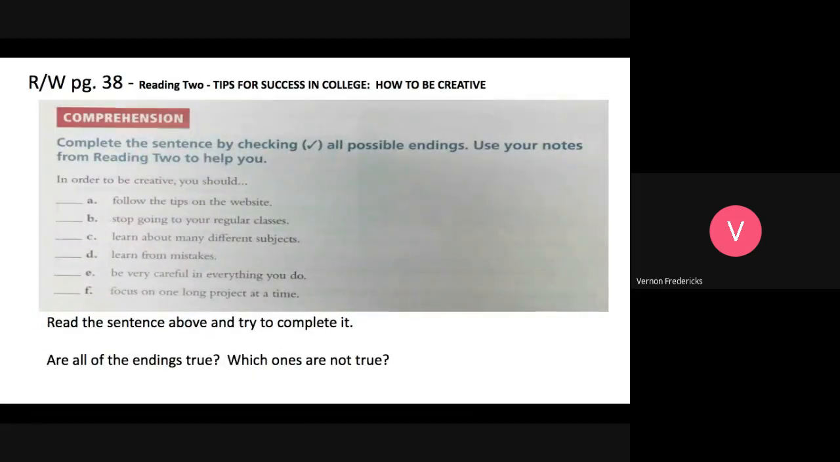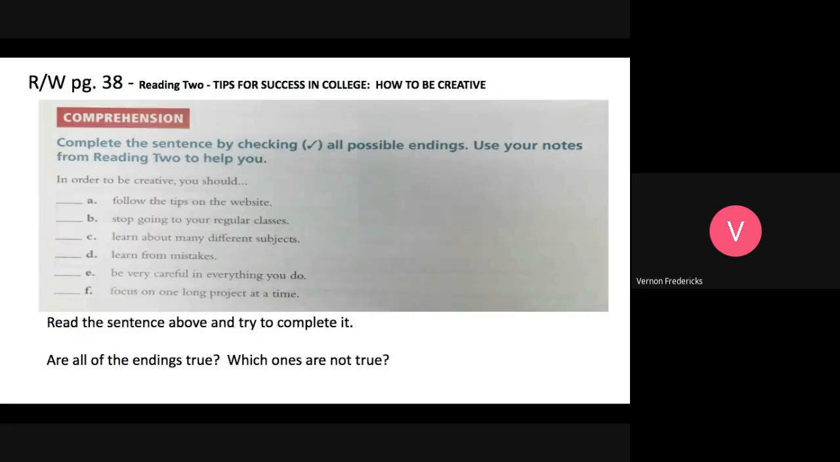Comprehension. Complete the sentences by checking all possible endings. Use your notes from reading 2 to help you. In order to become creative, you should follow the tips on the website. Stop going to your regular classes. Learn about different subjects. Learn from your mistakes. Be very careful in everything that you do. Focus on one long project at a time.